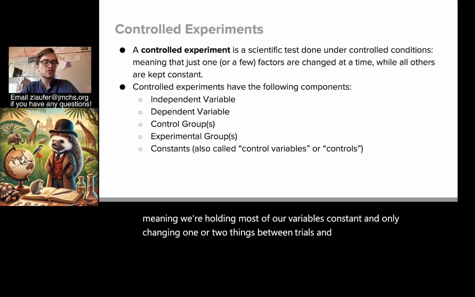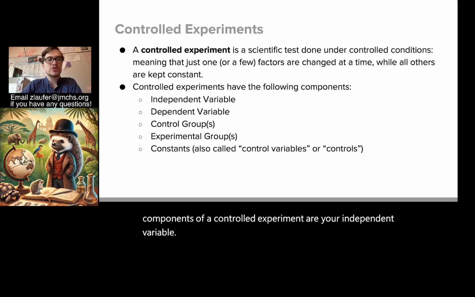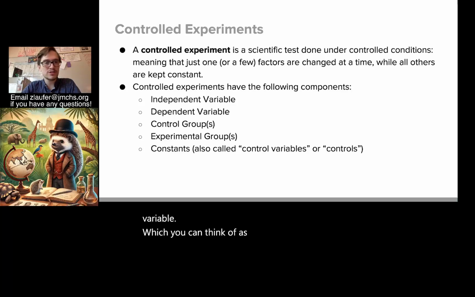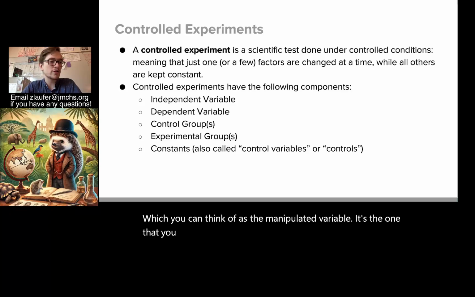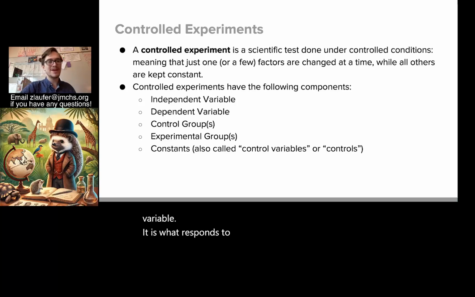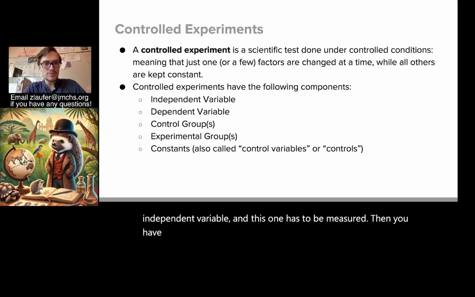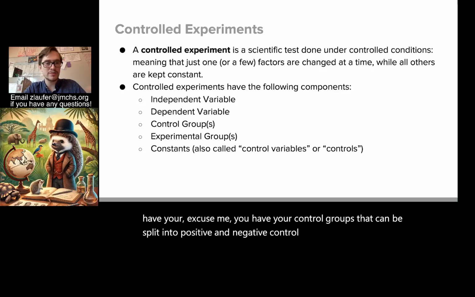So the components of a controlled experiment are your independent variable, which you can think of as the manipulated variable. It's the one that you have control over and that the scientist themselves sets. The dependent variable can also be known as the responding variable. It is what responds to the changes that you make in the independent variable, and this one has to be measured. Then you have your control groups that can be split into positive and negative control groups. We'll talk about them more in a bit.